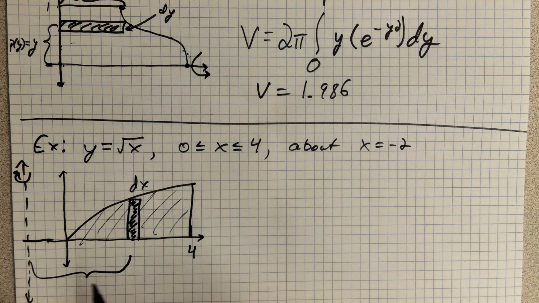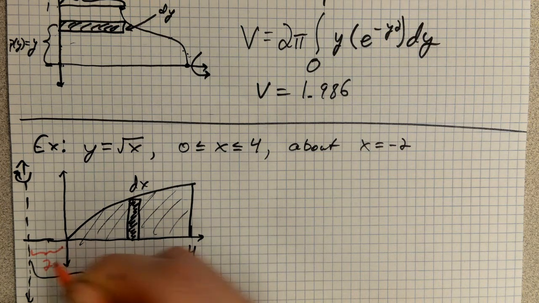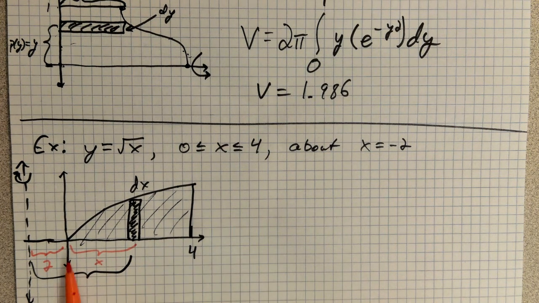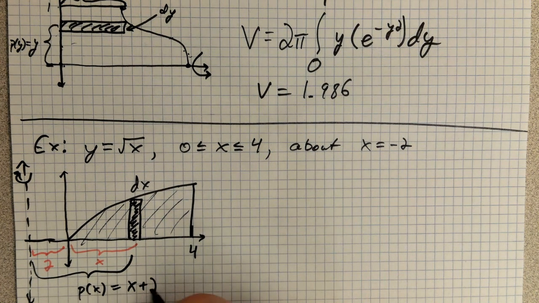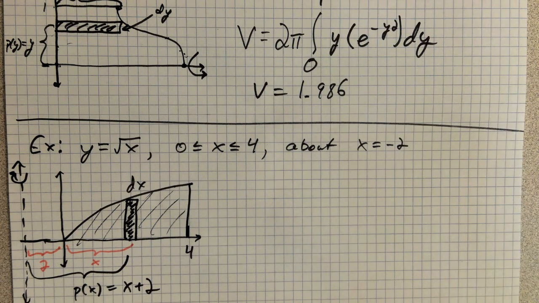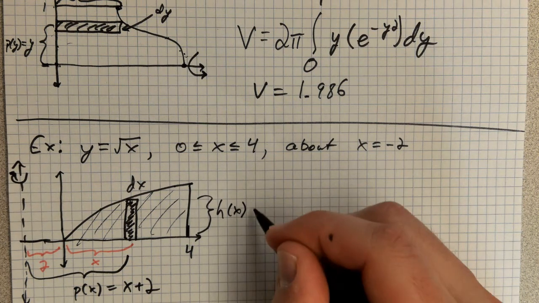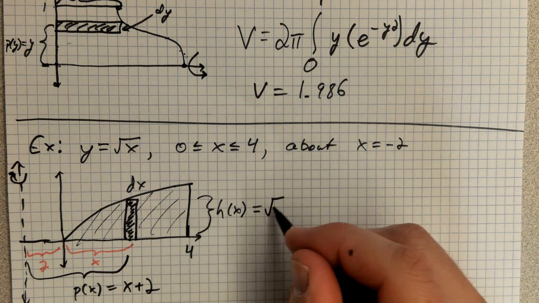And that distance is going to be 2 parts. Okay, so this piece right here is always 2. All right, and then this piece here is going to be x, whatever the x value is. So p of x will be equal to x plus 2. Then we need to figure out what the height is. So the height is going to be defined by whatever the function height is. So h of x is going to be square root of x.